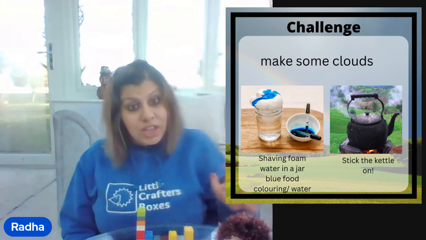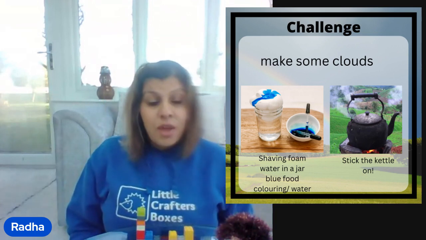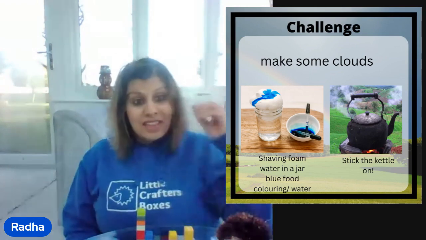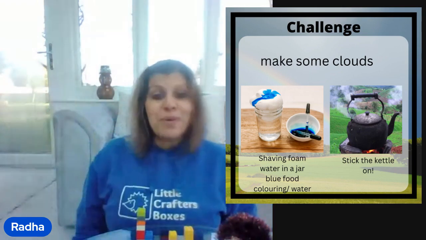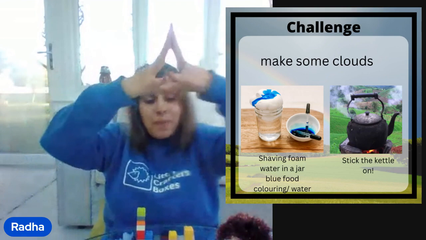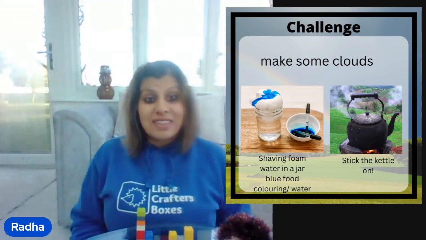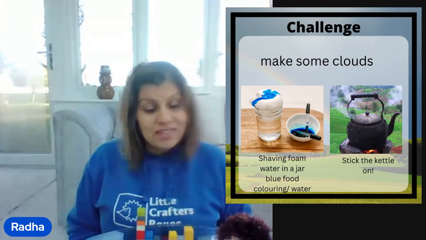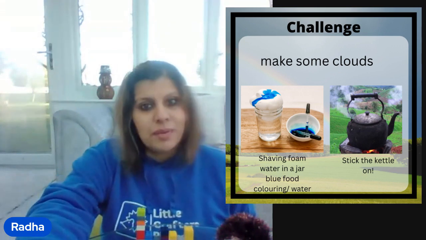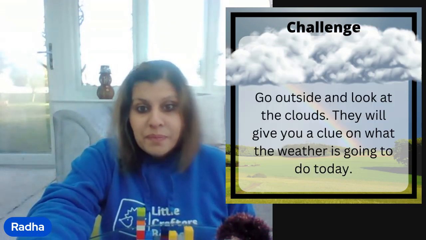And then you can watch how the cloud starts to rain underneath when it gets too heavy, okay? So there's that challenge. There's one where you can put the kettle on and watch what happens when the warm and cold air mixes together, okay? So the steam is actually clouds. You'll need an adult to help you with that one, though, if you do that one.